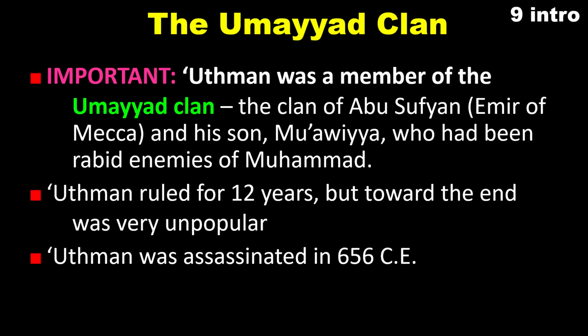So anyway, Uthman ruled for 12 years, but toward the end he was very unpopular. Uthman was eventually assassinated in 656 Common Era. Muawiyah, as leader in the same clan as Uthman, the Umayyah, claimed that Uthman's successor should be of the Umayyah clan. While Uthman was caliph, he had appointed many other Umayyah clan members into powerful positions in most of the provinces under Muslim rule.